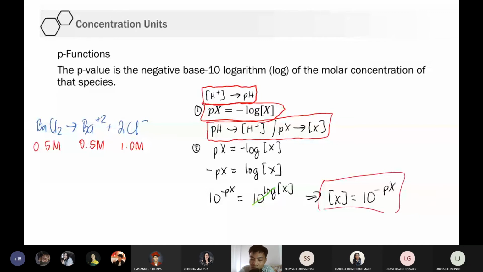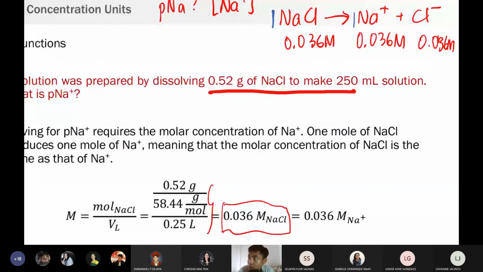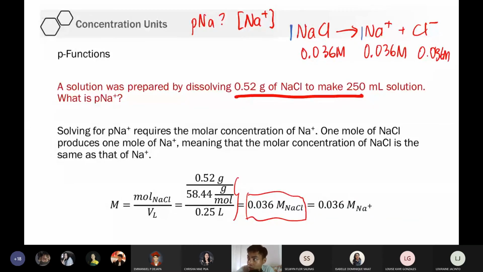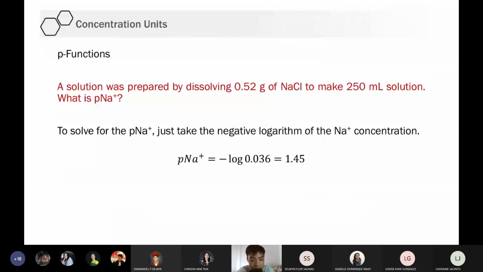Okay? So, that means going back sa problem, kung ano concentration ng NaCl, yun din yung concentration ng Na+, and yun din yung concentration ng Cl-. And since we are looking for the concentration of Na+, you just copy this number. Ayan, yung 0.036 molar. Copy mo lang yan, and then ipasok mo siya sa equation. So, you just press your calcu, negative log 0.036, walang units, equal to 1.42. That's how you solve for pNa. Okay, so ganun lang.